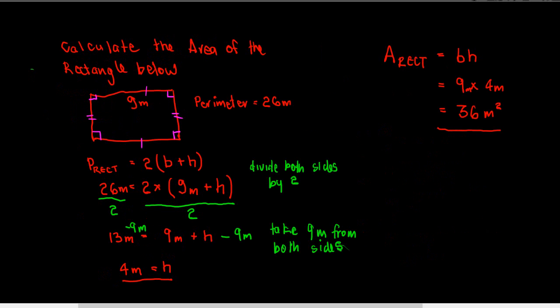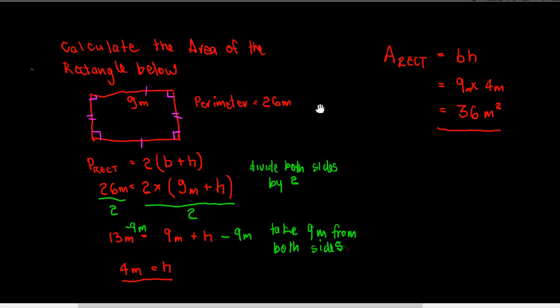Now, it can get a little bit trickier than that. Sometimes we have different sorts of information. So calculate the area of the rectangle below. So what information have we got? Well, we've got the base, or the long side, 9 meters, and the perimeter 26 meters. Can we work out an area from that, I wonder? Well, let's see what we can do.